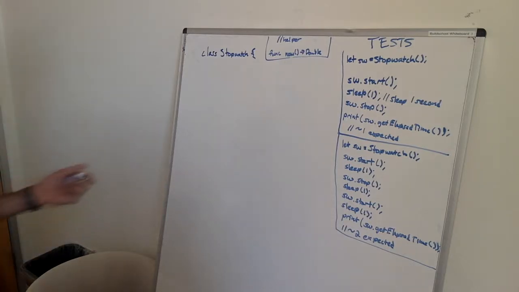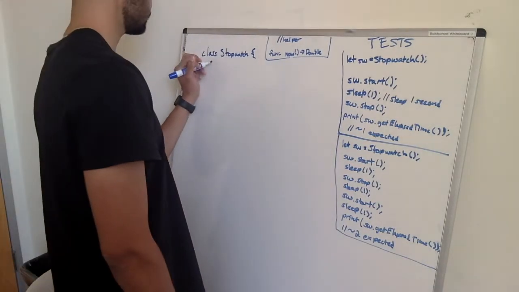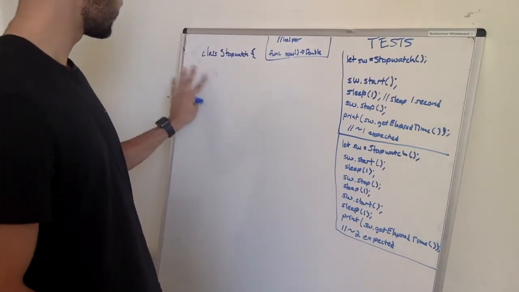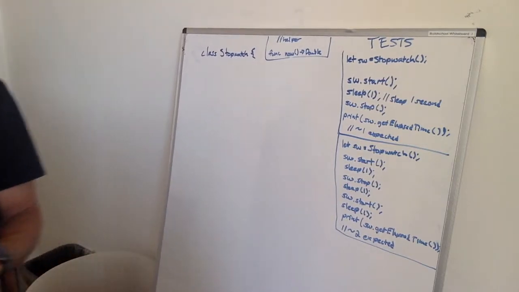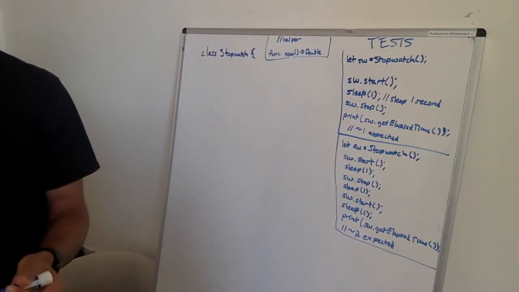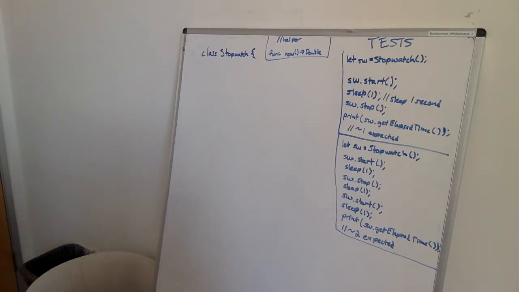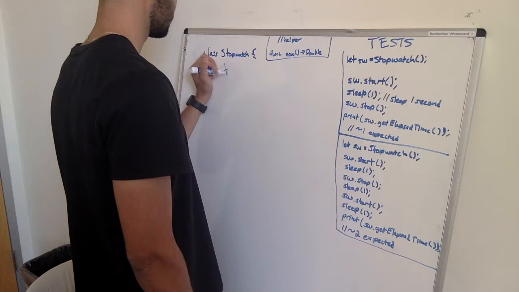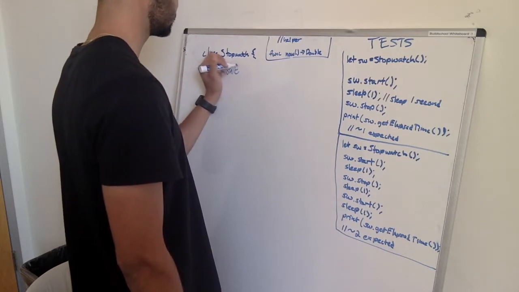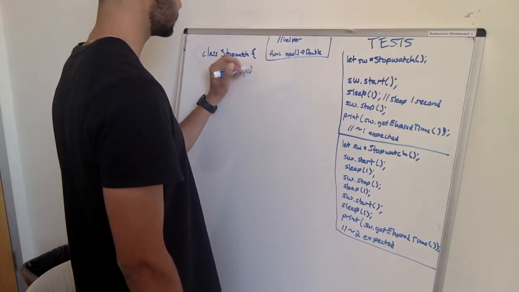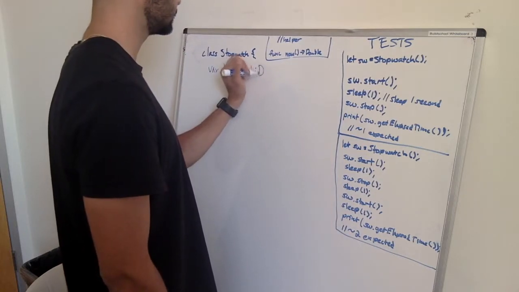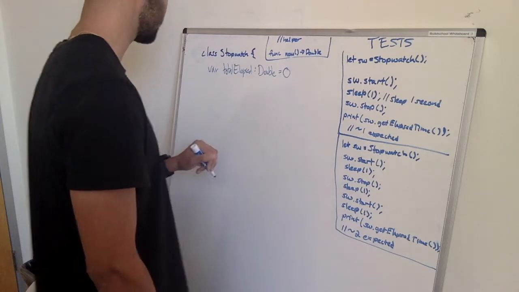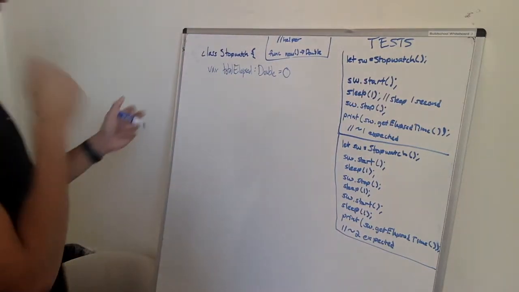So we're going to need total elapsed. It's going to be double. And we'll start it out at 0.